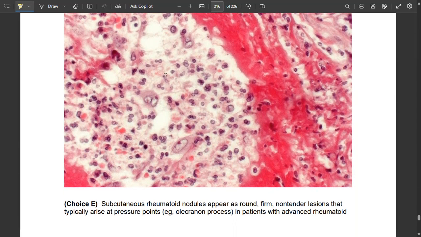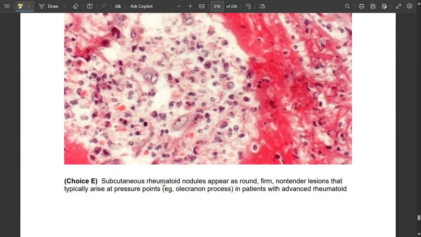Okay, subcutaneous rheumatic nodules. Subcutaneous rheumatic nodules appear as round firm non-tender lesions that typically arise at pressure points. So subcutaneous rheumatic nodules appear as round firm non-tender lesions. So they are nodules, but they are non-tender.